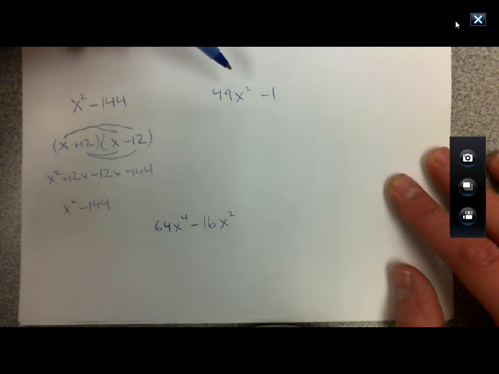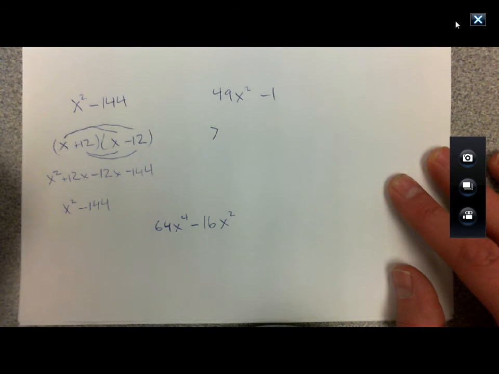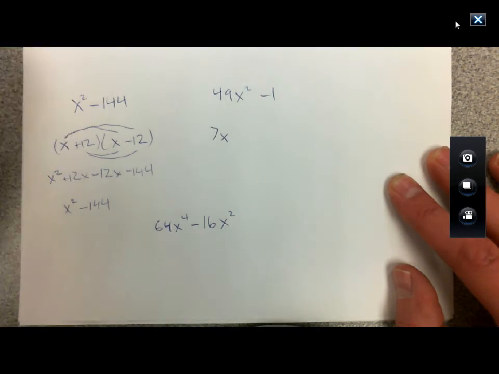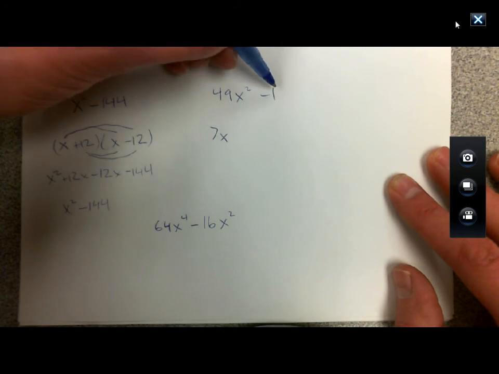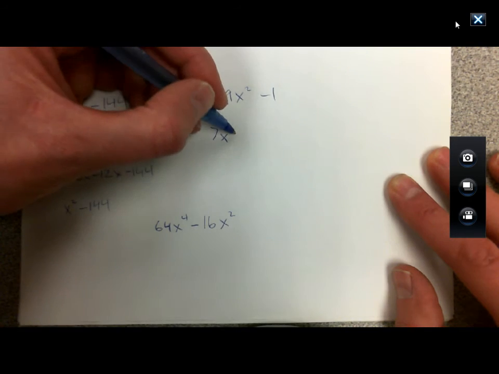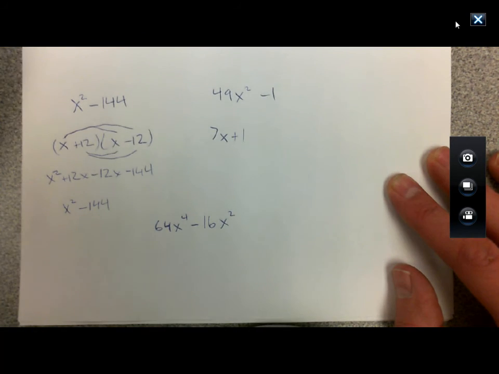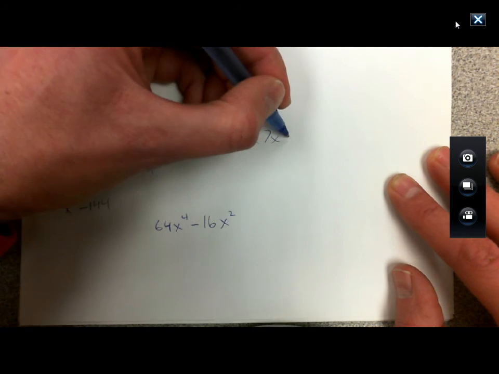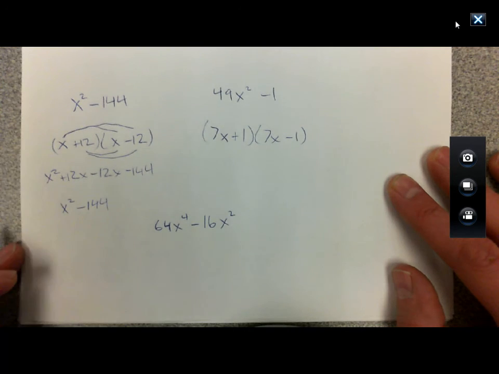Looking at the next one, some number squared is 49. Well, 7 times 7 is 49. Some number squared is x squared. x times x is x squared. Some number squared is 1. Now, it's kind of a tricky one, actually. It's 1. 1 times 1 is 1. So it's 7x plus 1, and the conjugate of that would be 7x minus 1. And there we have it.